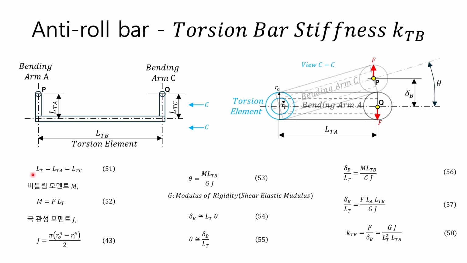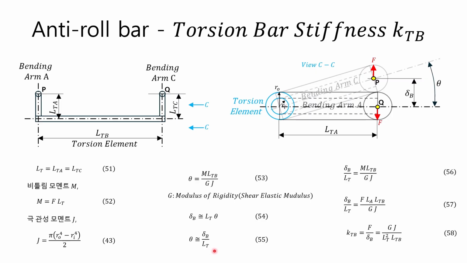The torsional torque acting on the torsion element can be expressed by multiplying the force F by the bending arm length LT, as in equation 52. The polar moment of inertia of the torsion element was obtained using equation 43 above. Using this, the torsion angle theta can be expressed as in equation 53. In equation 53, G is the modulus of rigidity, that is, the shear elastic modulus. Using the angle theta, we can obtain an approximate value for the relative displacement between points P and Q, as in equation 54. From this, the angle theta can be expressed as in equation 55.